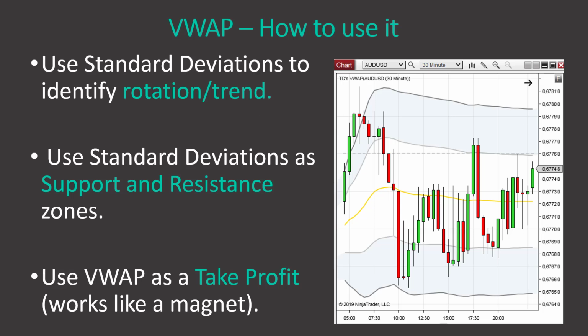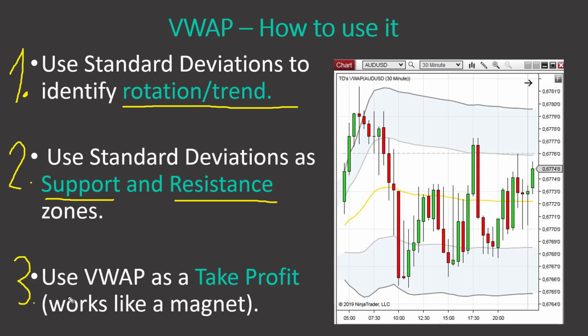Basically, you use it for three things. Use standard deviations to identify whether there is a rotation or a trend. That's the first thing. The second one, use standard deviations to identify support and resistance zones. And third, use VWAP, that's the yellow line in the middle, as a take profit. The reason for that is it works as a magnet. So remember those three points.